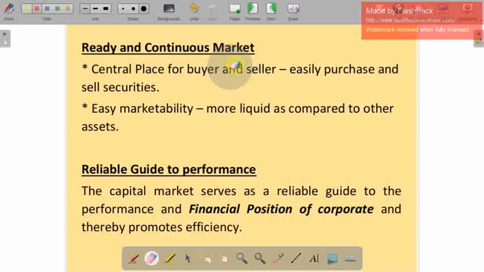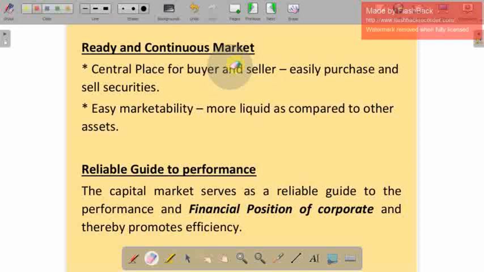The next, ready and continuous market. The capital market or stock exchange is a central place for the buyer and seller. The buyer and the seller can sell their securities, and they can purchase securities easily. So there is a central place for the buyer and the seller. They can easily purchase and sell their security. It is also easily marketable compared to other assets. They can easily convert it into cash. For example, if you have a building, you cannot sell it to someone immediately or convert it into cash immediately. But if you have shares in your hand, through the capital market you can easily convert them into cash.